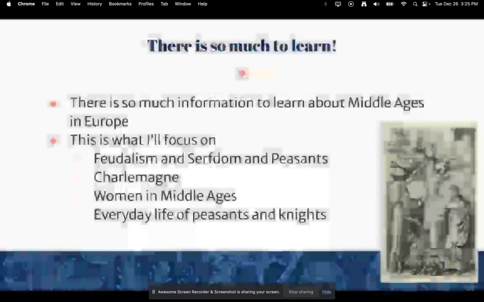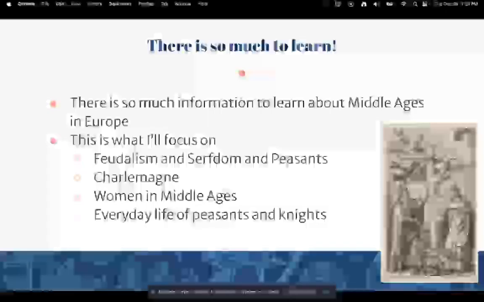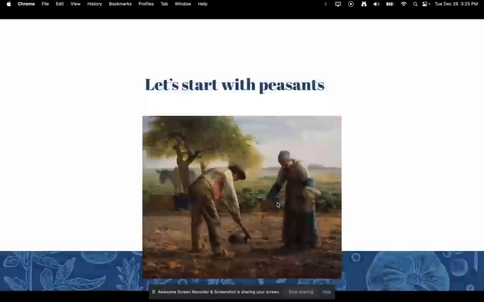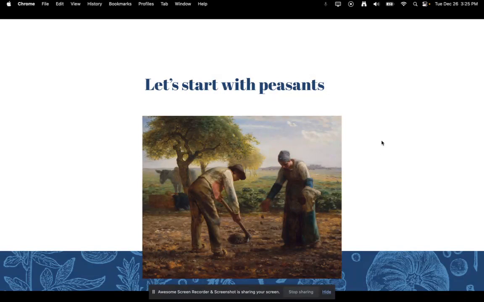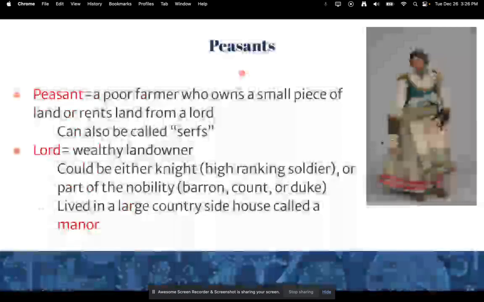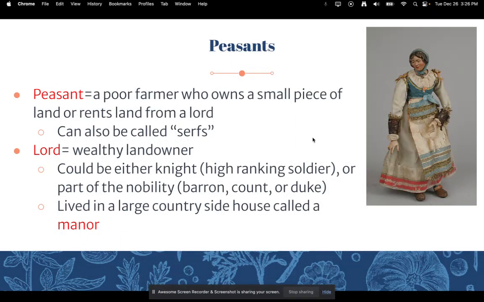There's so much information to learn about the Middle Ages. What we'll focus on this unit is feudalism and serfdom and peasants, which is what today's is about. Charlemagne, women in the Middle Ages, and then everyday life for peasants and knights. So let's start with peasants. So what is a peasant? A peasant is a poor farmer who owns a small piece of land or rents it from a lord. They can also be called serfs. Sometimes textbooks refer to them as serfs.